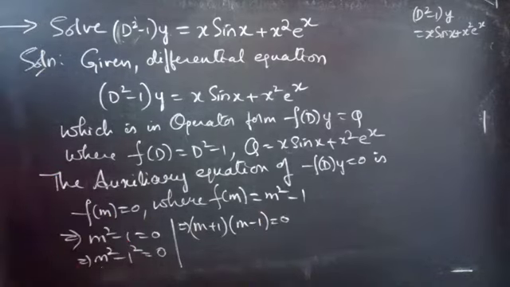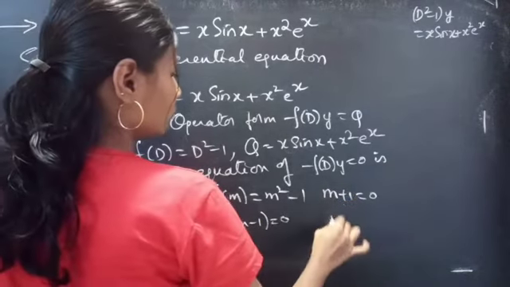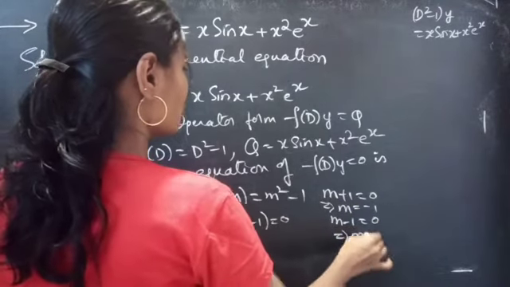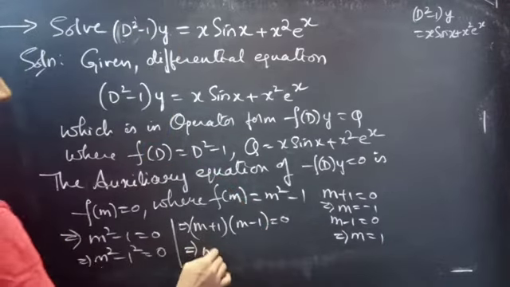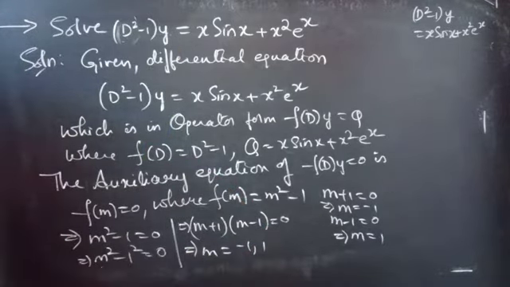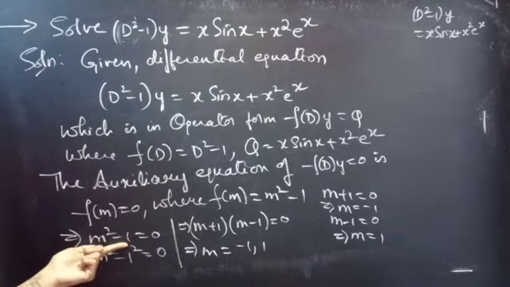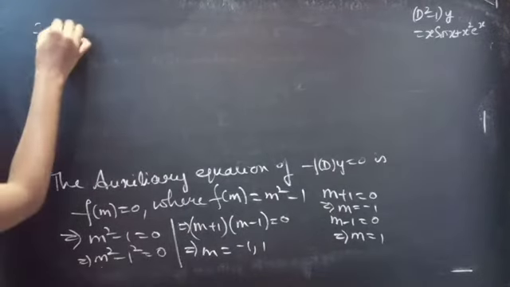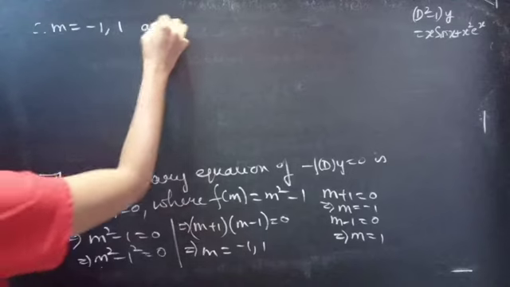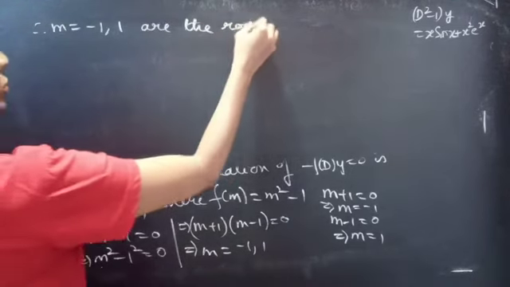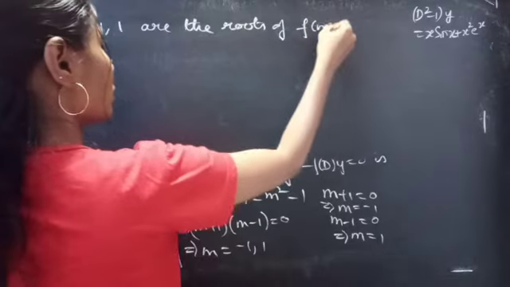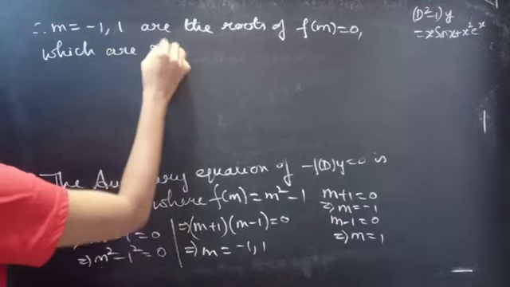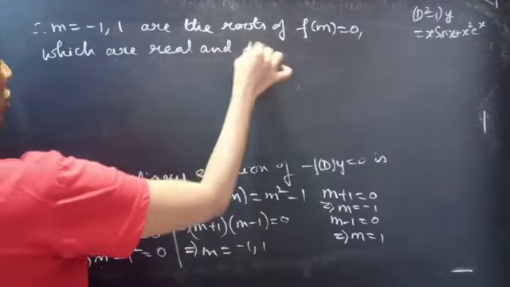Now equate each factor to 0. From m plus 1 equals 0, we get m equals minus 1, and from m minus 1 equals 0, we get m equals 1. So here the roots are minus 1 and 1. Therefore, m equals minus 1, 1 are the roots of our auxiliary equation, which are real and distinct, or we can call them real and different.